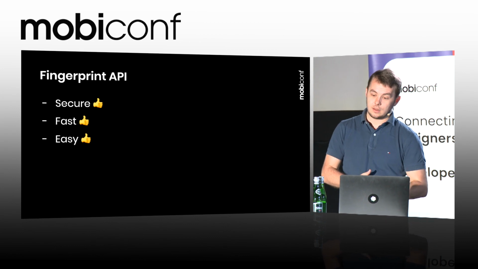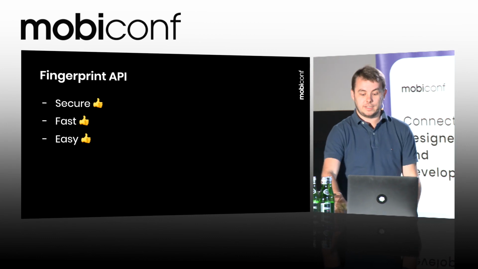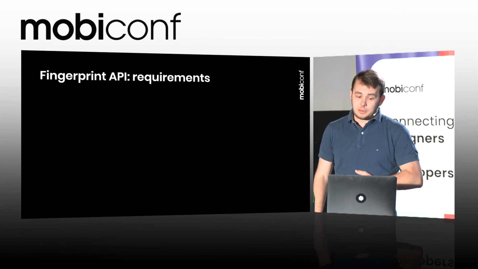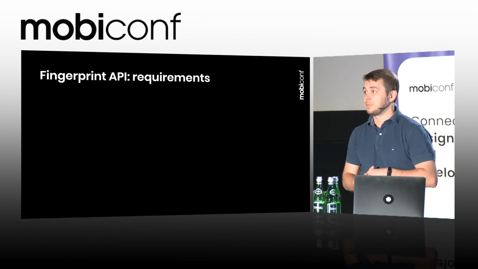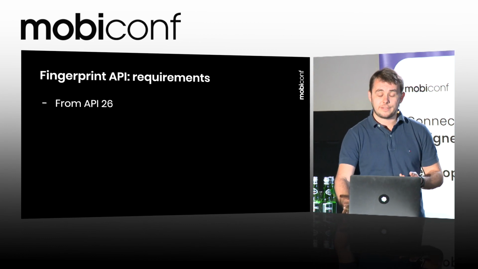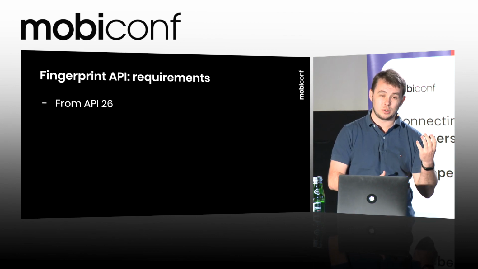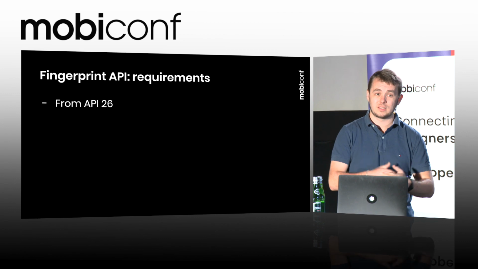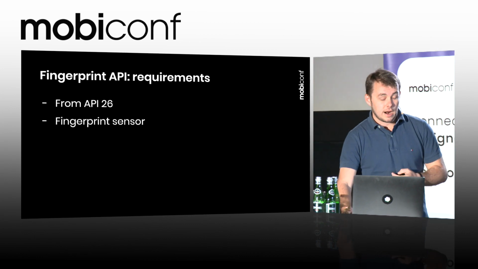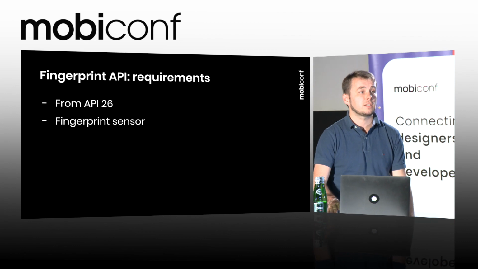In addition to that, it's easy. It's kind of the same as fast, but it's also relatively easy to do. But in order to implement it, there are some requirements. First of all, it is available only from API 26. So this is something we need to take into account, that it's a relatively high API. Second, it's a hardware requirement. Obviously, we need to have a fingerprint sensor on the device.